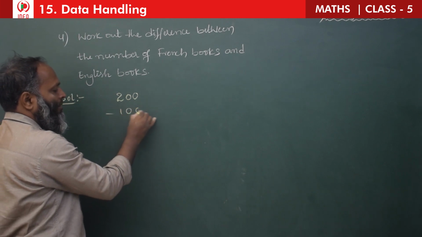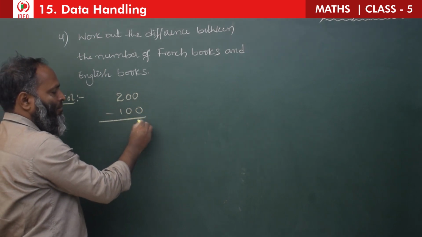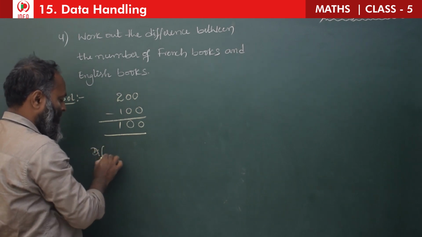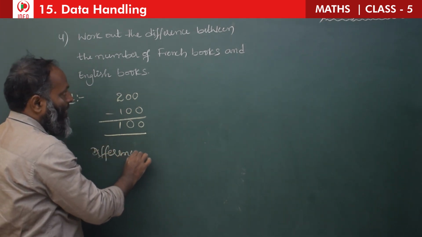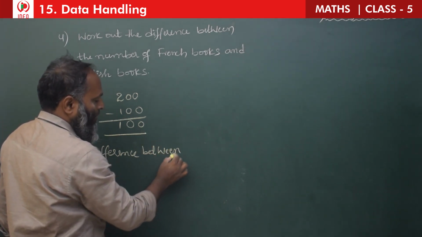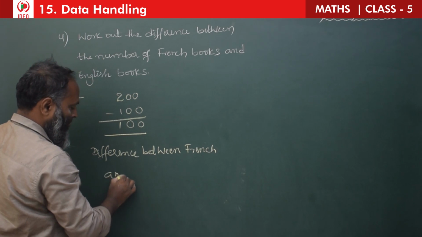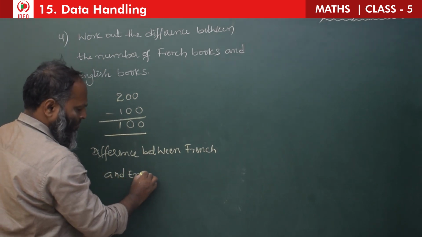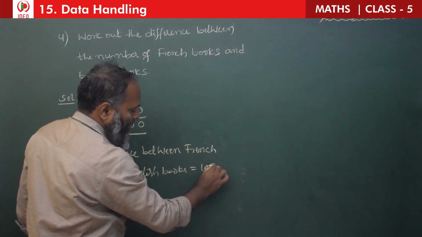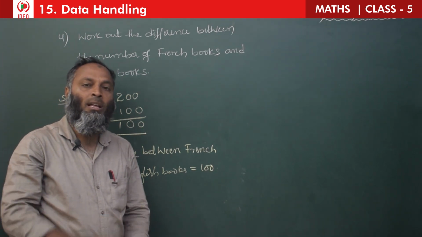Difference means make minus. So 0 minus 0, 0. 0 minus 0, 0. 2 minus 1, 1. So the difference between French and English books is equal to 100. It means there were 100 fewer French books in the library if we compare with English books.